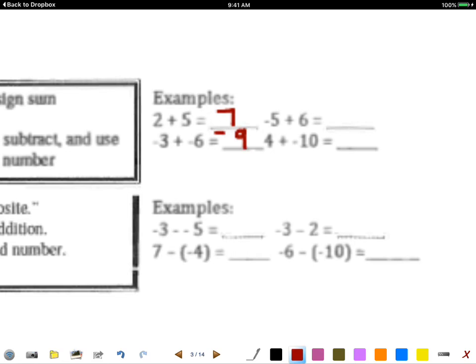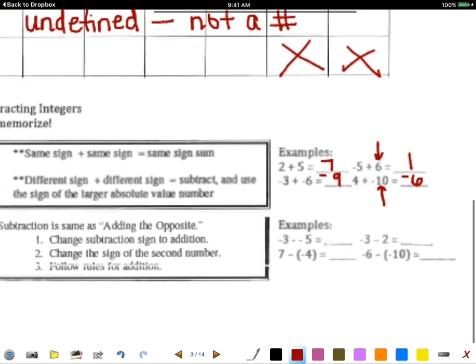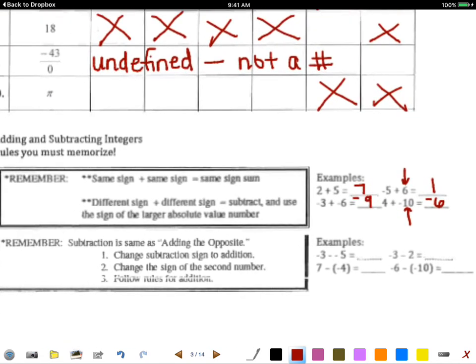But what happens if they're different signs? Well, look at the -5 plus 6. They have different signs. So if they have different signs, you find the difference. The difference between 5 and 6 is 1. And then you ask yourself, who is larger, 5 or 6? 6 is larger. 6 is positive, so my answer is going to be positive. Okay? Look at 4 plus -10. They're different signs. So what's the difference between 4 and 10? 6. Now, who is bigger, 4 or 10? 10 is bigger. It's negative, so we're going to put a negative on our answer. Okay, those directions are also right here beside those problems.